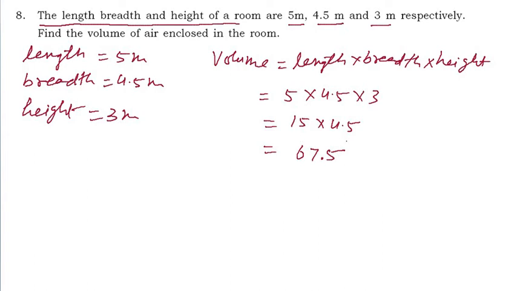Now 15 times 5 is 75. So 5 is here, 7 is carry. So you can write here 7. And 5 times 4 is 20, plus 7 is 27... And that is the meter cube. So that one is your answer.